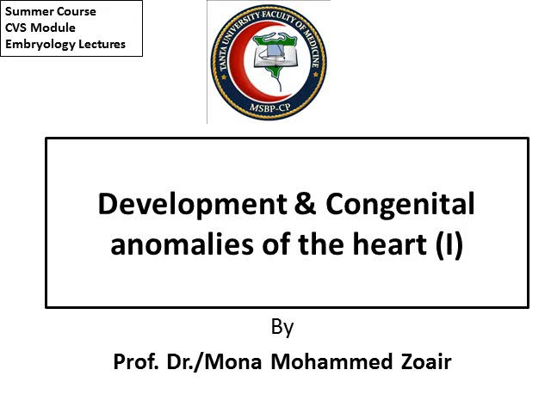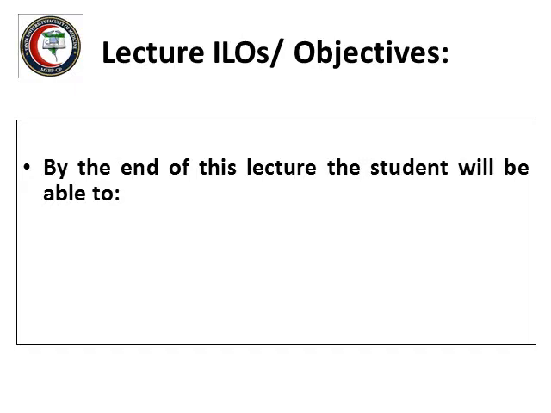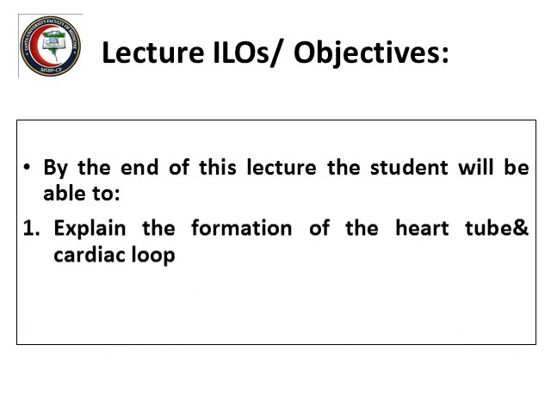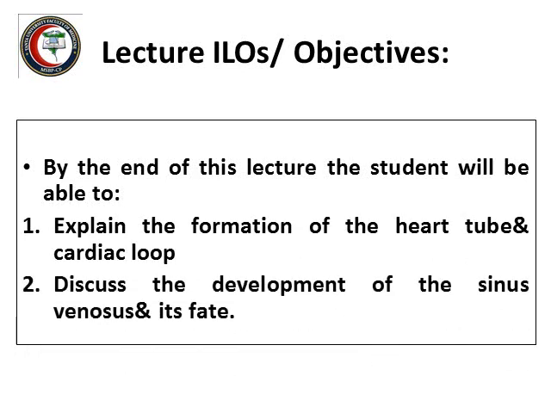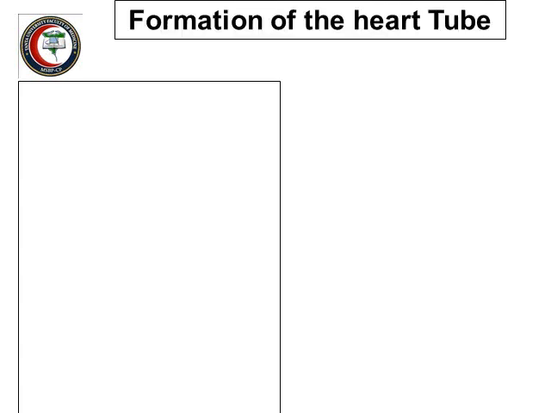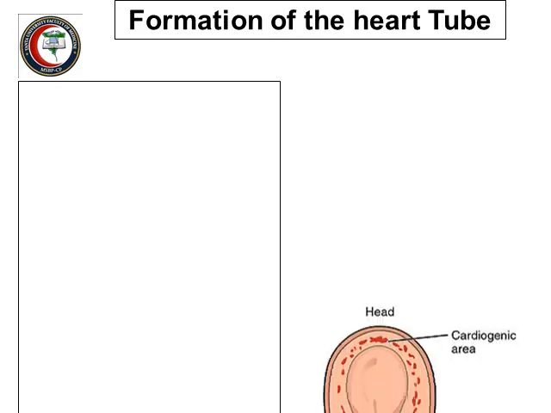This is our lecture in embryology cardiovascular module summer course about development and congenital anomalies of the heart, part 1. The objectives of this lecture are: explain the formation of the heart tube and the cardiac loop, discuss the development of the sinus venosus and its fate. First, let us discuss formation of heart tube.